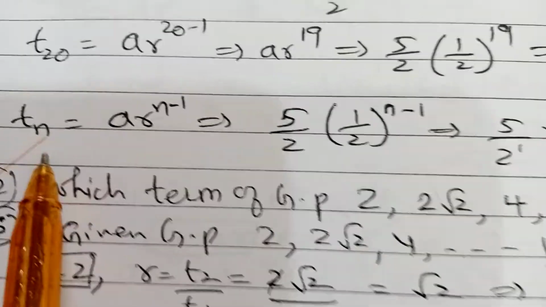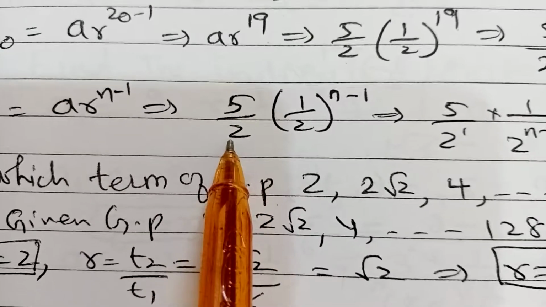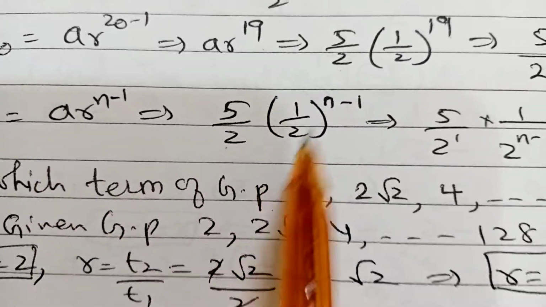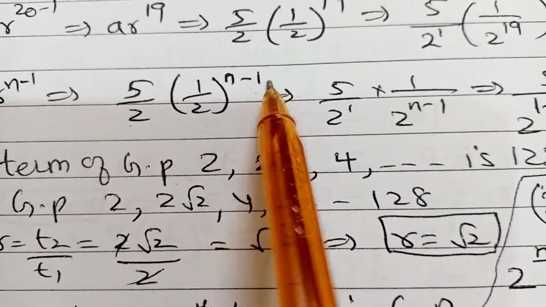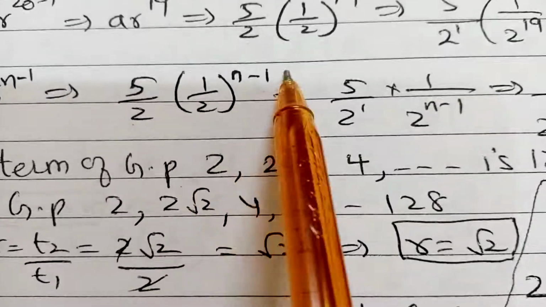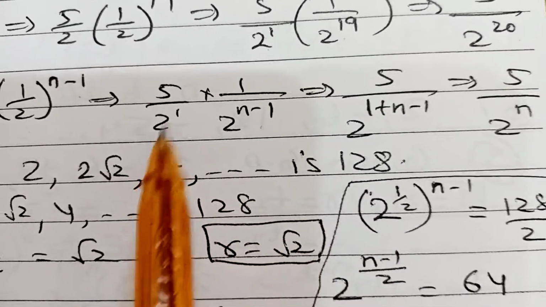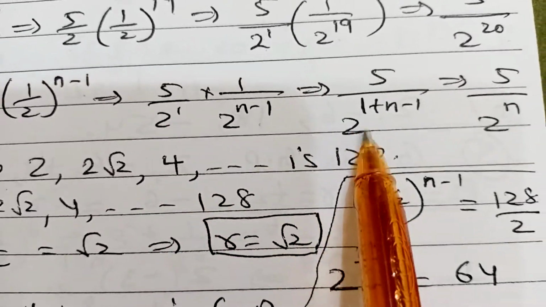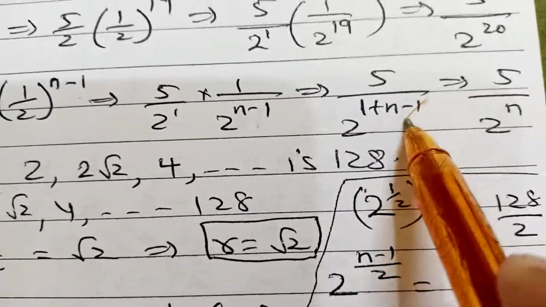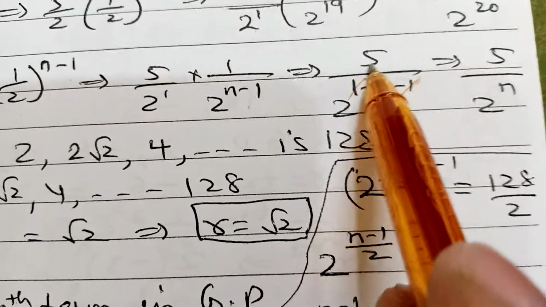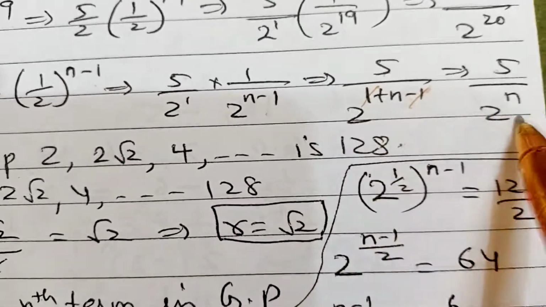Next, Tn. What is the Tn formula? ar^(n minus 1). What is a? 5 by 2. What is r? 1 by 2, power n minus 1. So 5 by 2, 1 power of n minus 1 is 1, 2 power of n minus 1. Bases are same, powers should be added: 2 into 2 power of n minus 1 is 2 power of 1 plus n minus 1. Minus 1 plus 1 cancel. So 5 ones are 5 by 2 power of n.